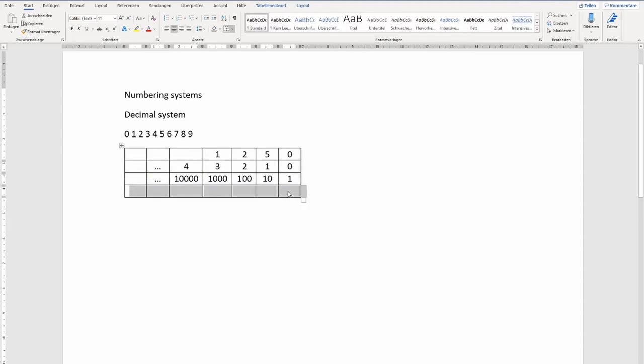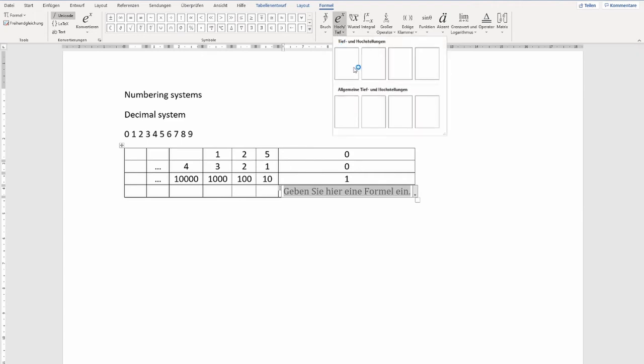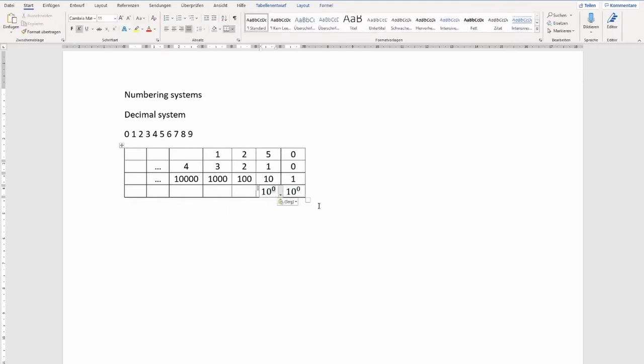Or, to write it in a more mathematical way, I could also write: here we have 10 by the power of 0, that's 1. Here we have 10 by the power of 1, that's 10. Here I have 10 by the power of 2, that's 100. Here I have 10 by the power of 3, that's 1000. Here I have 10 by the power of 4, that's 10,000. And so on, and so on, and so on.